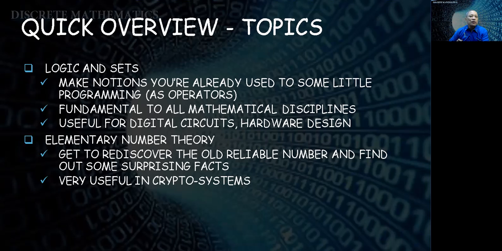Yeah. So it is useful for digital circuits and hardware design. Of course, even in electrical engineering, when we use digital circuits, it is very helpful that we know what components belong to what. And then elementary number theory. So we are also talking about some old reliable numbers like prime numbers and all that. But because of the combinations, we can find some surprising facts when studying discrete mathematics. And this is also very useful in crypto systems. Yeah, crypto systems, all that.